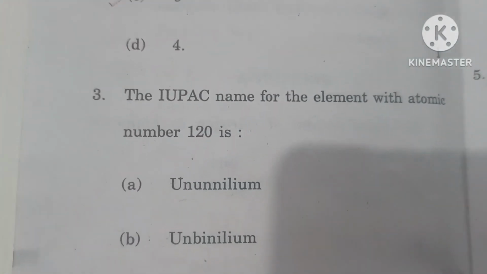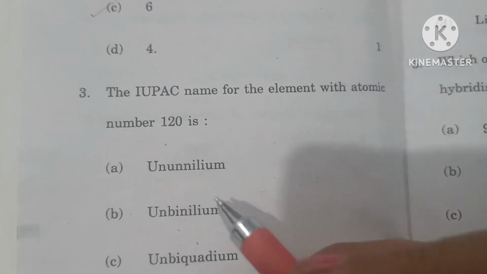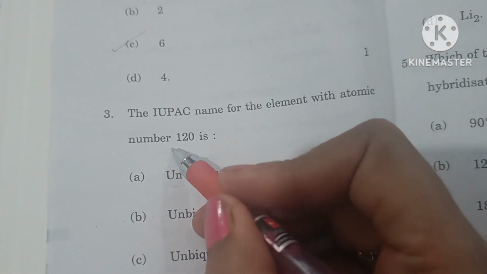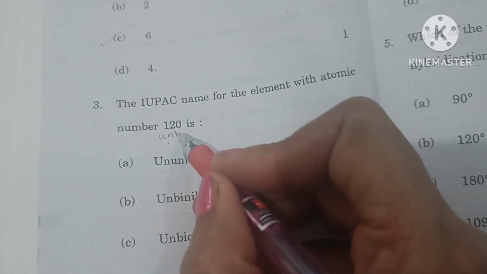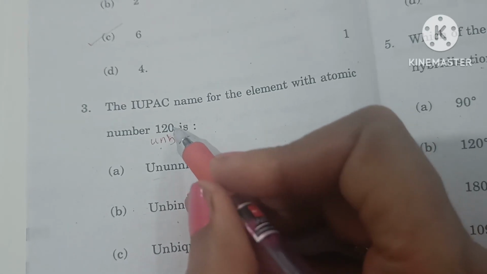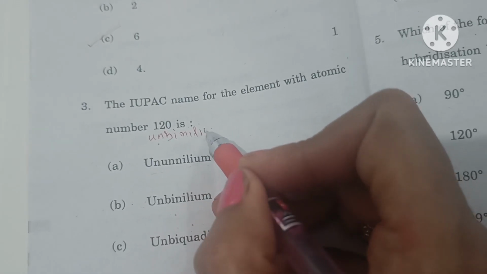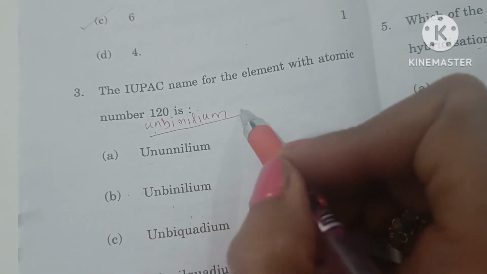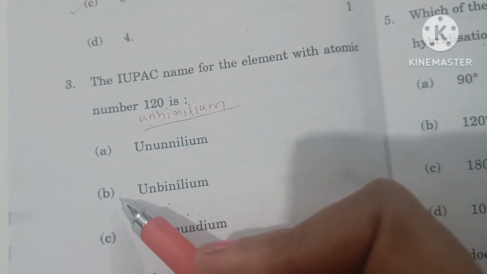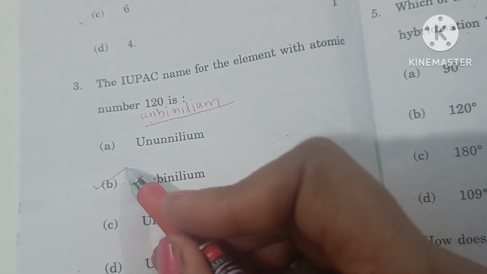2p orbital. Next question is IUPAC name for the element with atomic number 120. For 1 we use un, for 2 we use bi, and for 0 it is nil, and we place IUM at the end, so the name is un-bi-nilium. So option B is the correct answer.